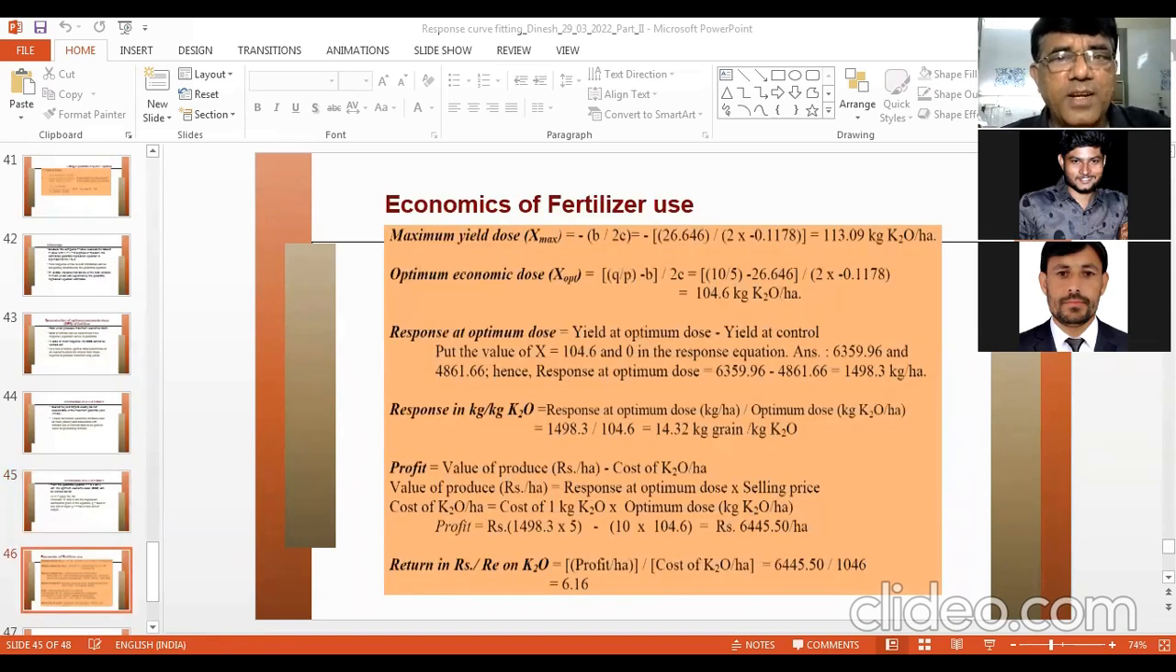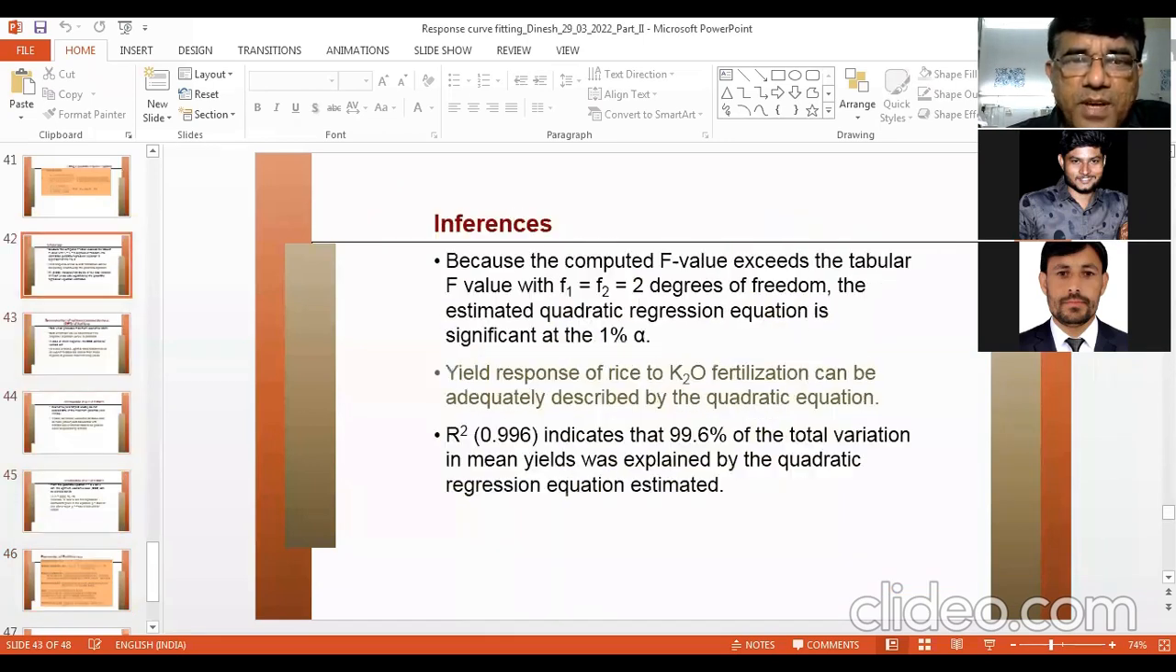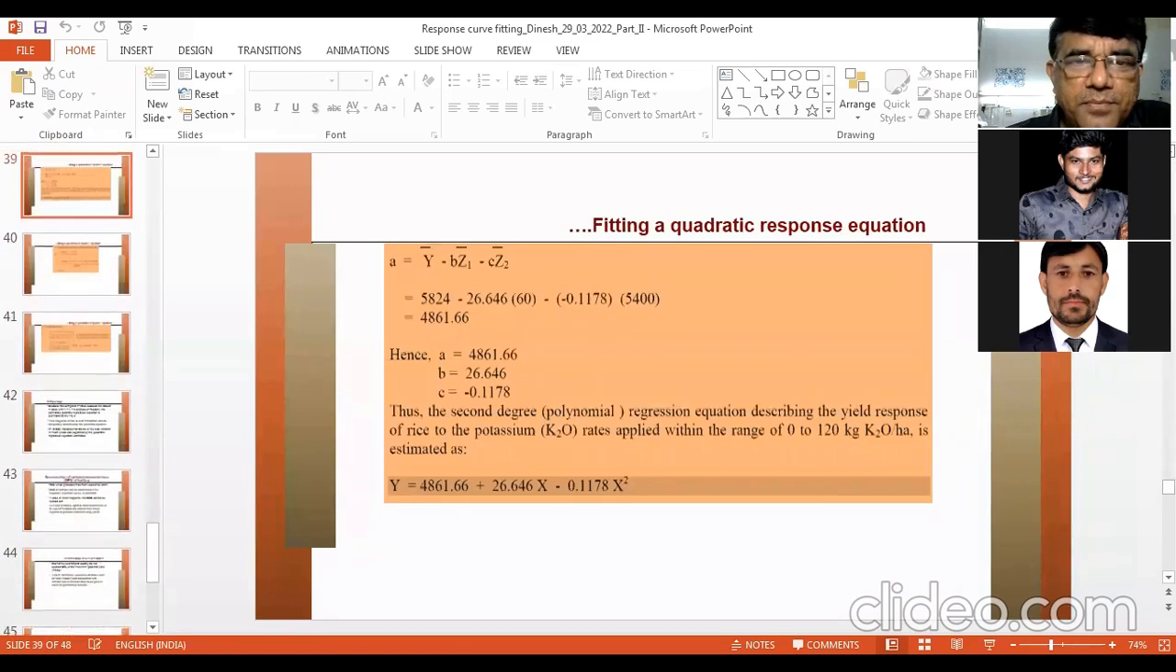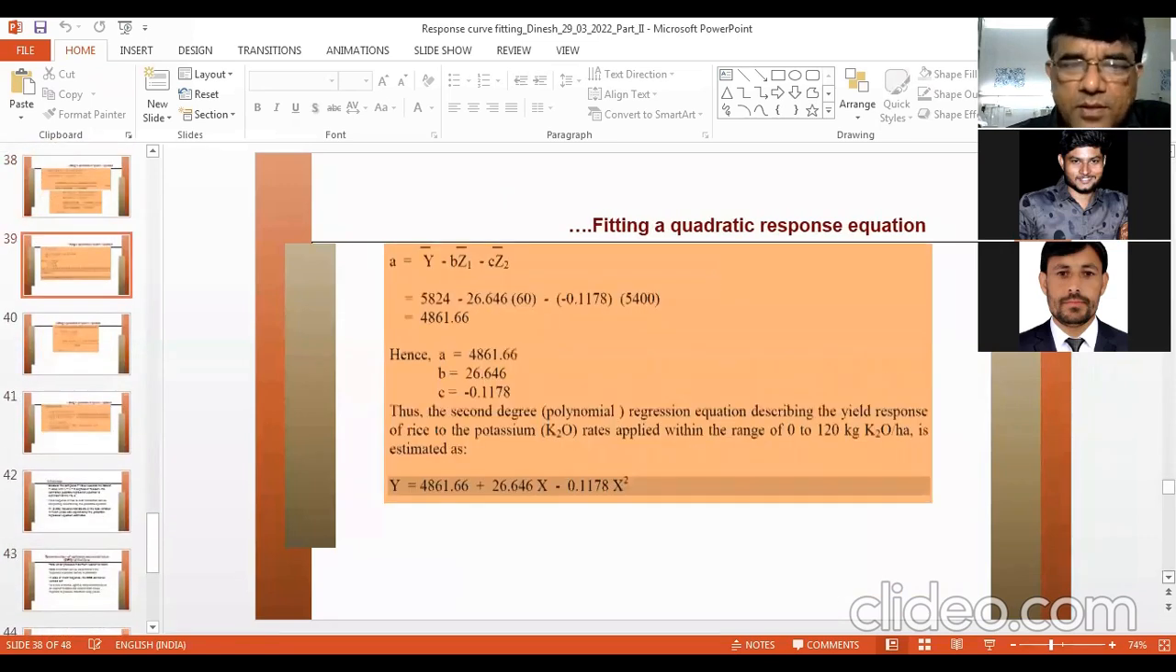Now see how to work it out from the table. Maximum yield dose is −b divided by 2c. This is the formula used to calculate the maximum yield dose. Put the values of b and c from the equation. In the equation, you have these values: a value is here, b value is here, and c value is here. Remember, c is negative here.